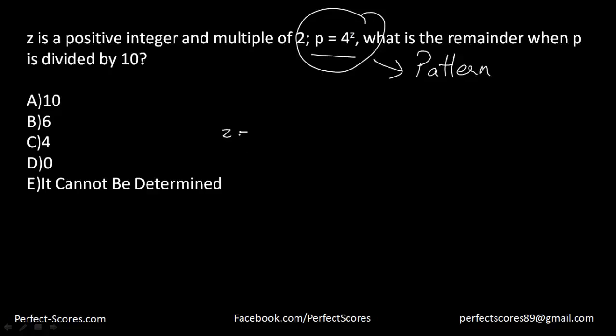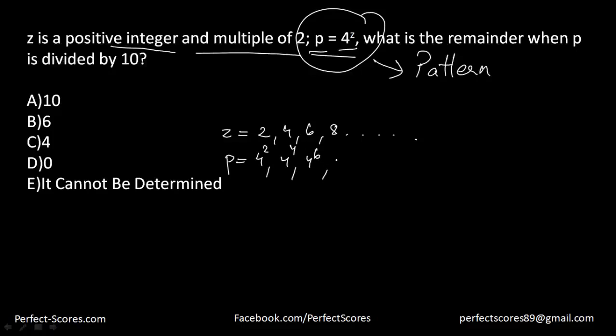Now z here is a positive integer and a multiple of 2, so z can be 2, 4, 6, 8 and so on. p is equal to 4 to the power z, so p is 4 to the power 2, 4 to the power 4, 4 to the power 6, 4 to the power 8 and so on. The question is asking what is the remainder when p is divided by 10?